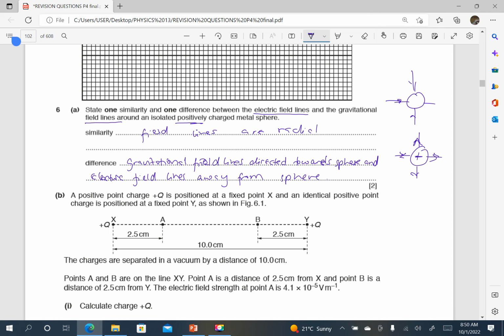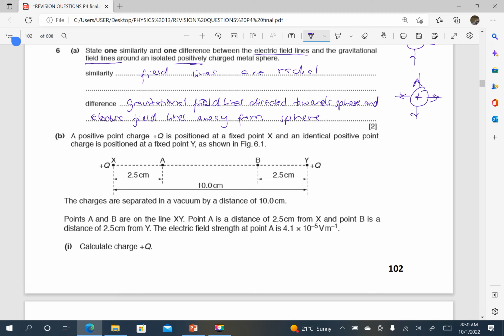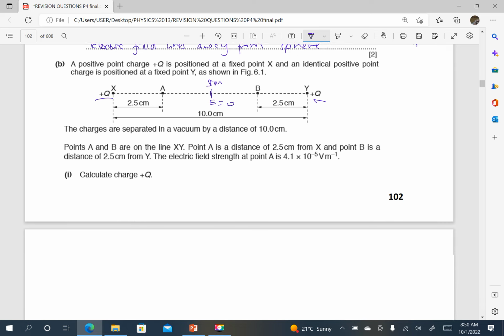A positive point charge Q is positioned at a fixed point X, and an additional positive point charge is positioned at a fixed point Y, as shown in the figure here. The distance between them is 10 centimeters. They have like charges, so there is a neutral point in between them at a distance of 5 centimeters. At this point, E is 0, but V is not 0. V is just going to be twice the potential due to just one charge.